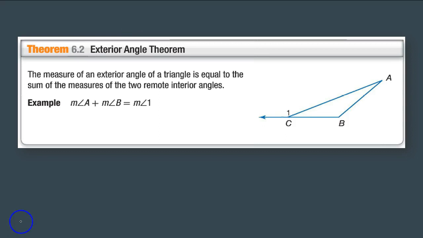Then we have Theorem 6.2, Exterior Angles Theorem. This says the measure of an exterior angle of a triangle is equal to the sum of the measures of the two remote interior angles. When I'm talking about remote interior angles, I'm talking about angles A and angle B here. These are the angles farthest away from my exterior angle. So notice it's not going to be the one right here that it's closest to. It's the farther ones. And this one here is the exterior angle because it's the outside. Remember exterior, think about outside. The exterior of your car is the outside of your car.